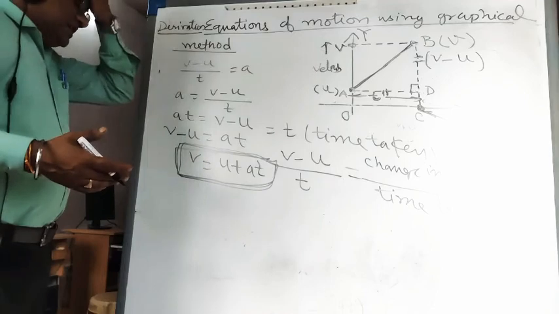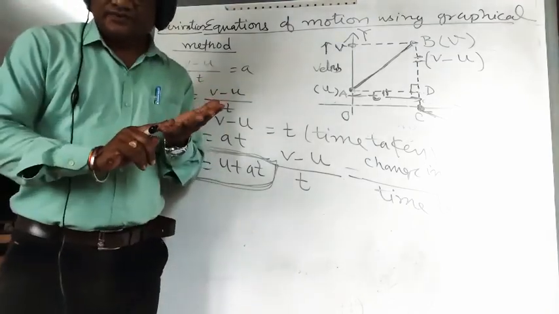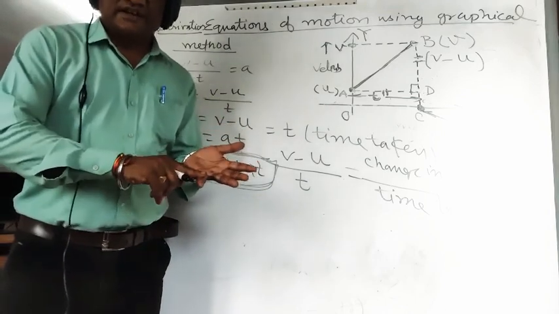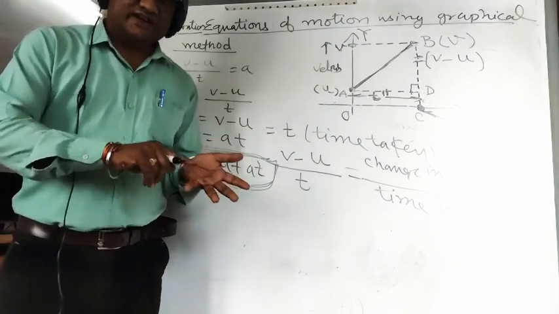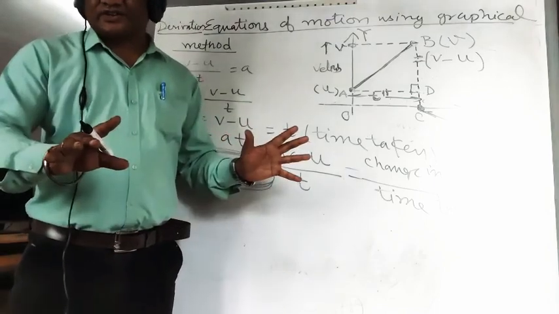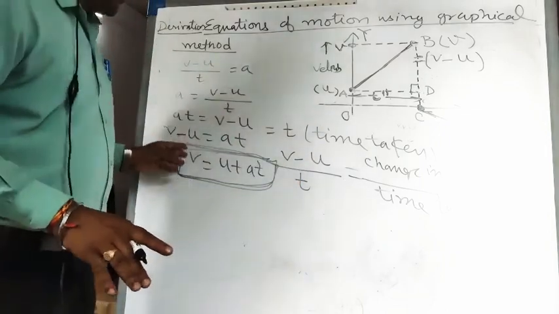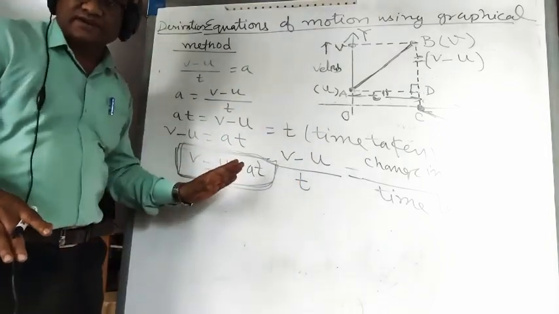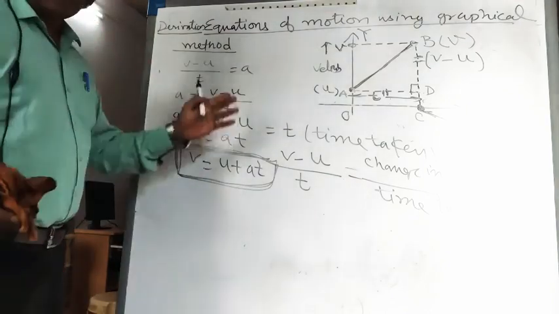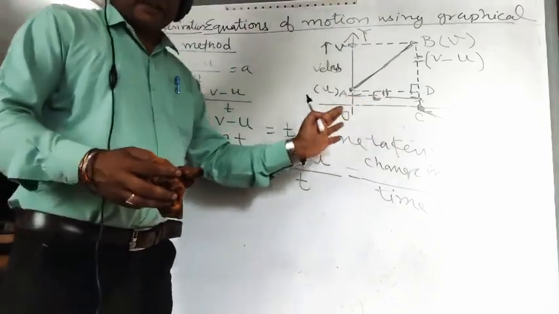Actually, as I told, these equations of motion are the relation between initial velocity, final velocity, distance traveled by the object, time taken, and acceleration of the object, uniform acceleration or constant acceleration. So these are equations. This is the first equation of motion. Now let us see how to derive the second equation of motion using the graphical method.